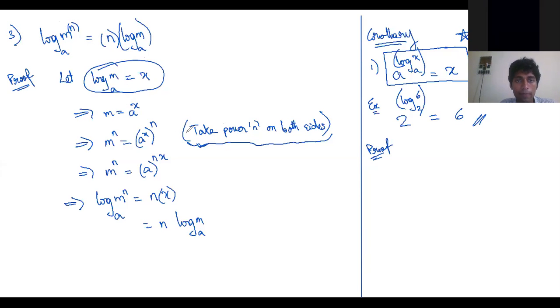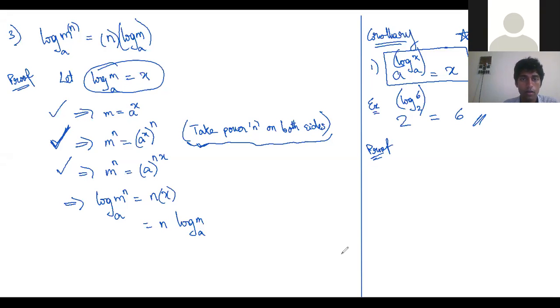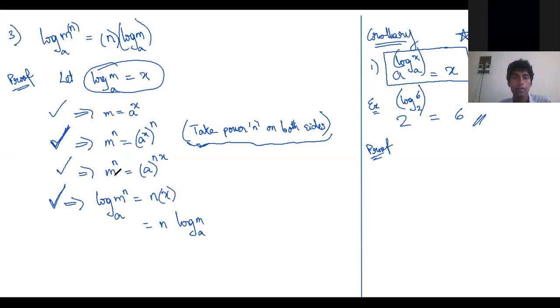Rajiv, you are understanding? Take power on both sides. Yes, sir, this step is clear. Is this step clear, Rajiv? Yes, sir. Okay, this step is also clear. So therefore, the whole proof is clear to you.